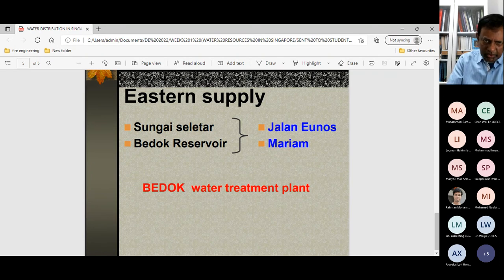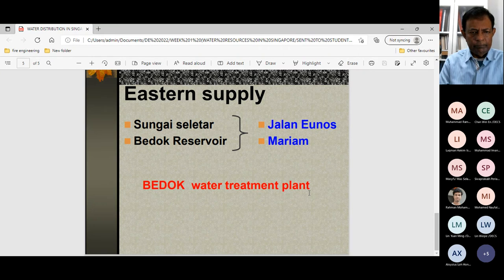You take water and blend it. Don't take the water from only one source. You take water from two of the sources and then, of course, blend it, so that the contaminants will be diluted. Then your treatment plant, which treats the water, is indicated here, and once the treatment is over, it will be pumped into the service reservoirs. So you can see these are the three major supply divisions within PUB.